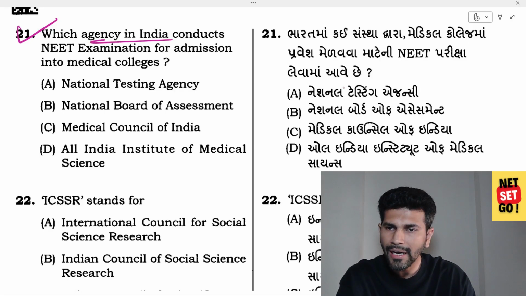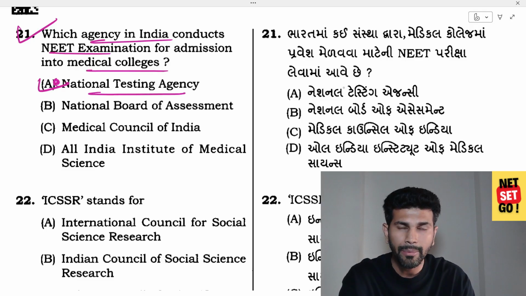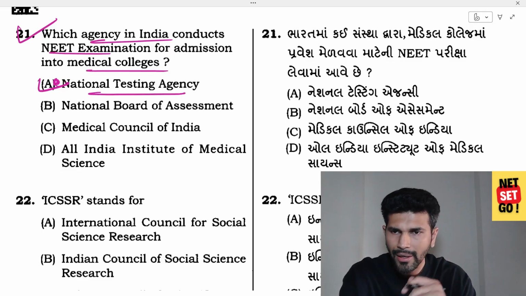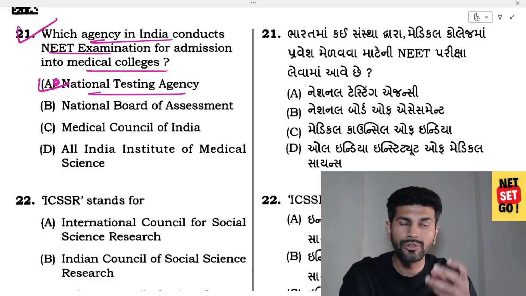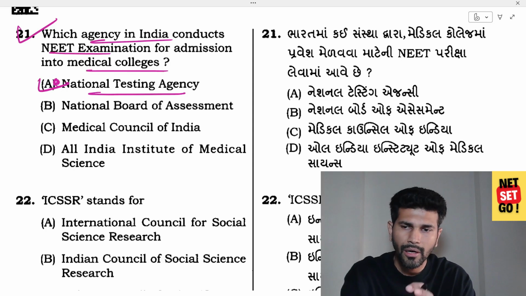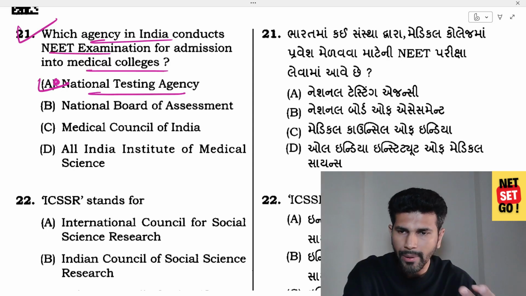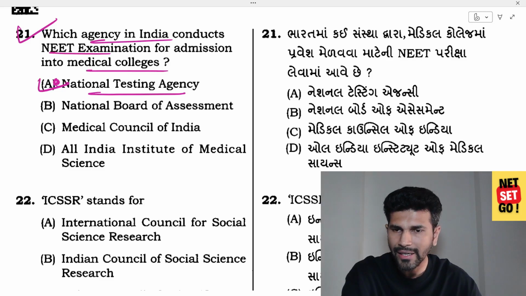Which agency in India conducts NEET examination for admission into medical college? NTA is correct answer. On the NTA website, for question papers, you will find previous year question papers of NEET, JEE, UGC-NET. So option A is correct answer.